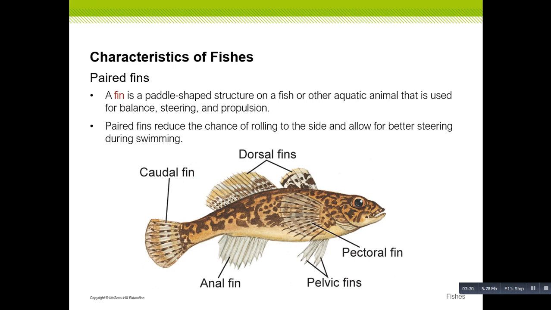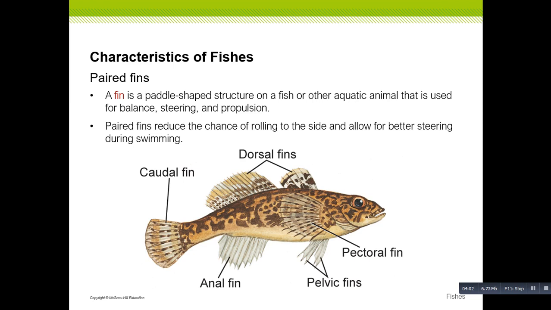It drives the fish forward. The dorsal fins located on the top of the fish are going to be primarily used for balance to help keep the fish upright. The anal fin is also going to be used for balance. Now, our paired fins are also used for balance, but they're used for balance in a way that helps them reduce their chance of rolling over to the side, and they allow for better steering during swimming.